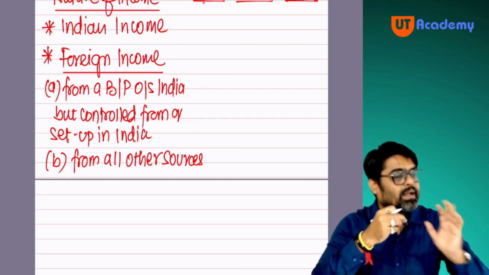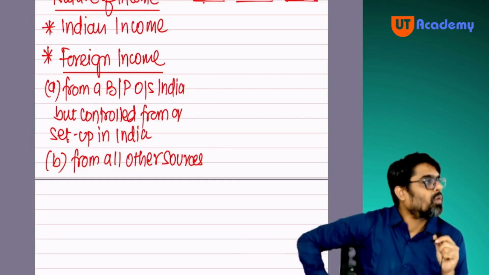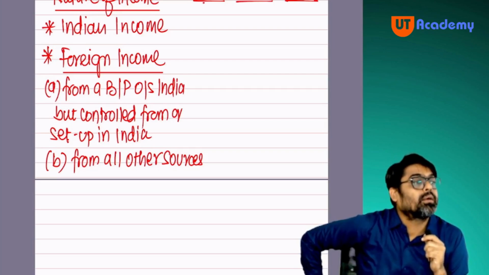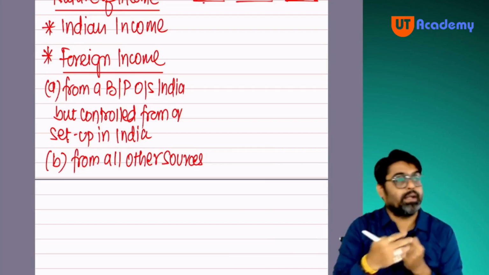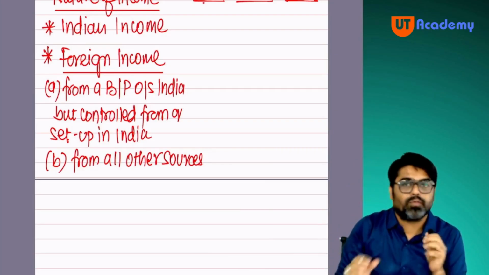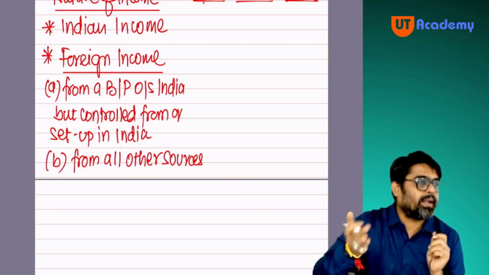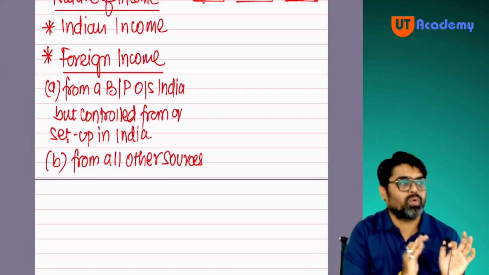Yes or no? Now, during the previous year, whatever taxable incomes you are having, you will have to classify all those incomes into these categories. Few incomes will become your Indian incomes, few incomes will become your part A foreign incomes, few incomes will become your part B foreign incomes. How to do that, we will learn.